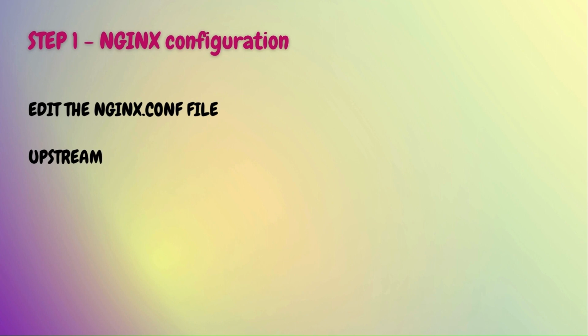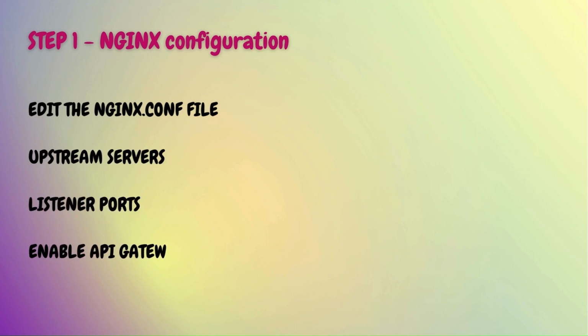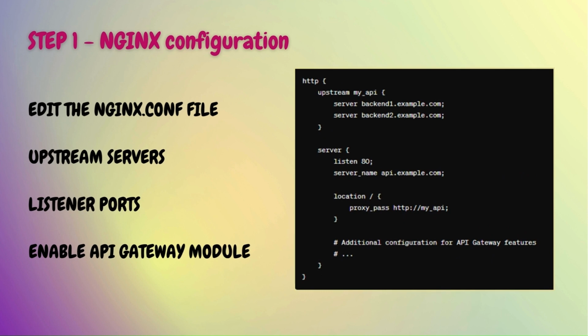Step 1. Nginx configuration. We need to edit the Nginx configuration file nginx.conf to include the necessary configurations for API management. This may involve defining upstream servers, specifying listener ports, and enabling the API gateway module. Here is the example Nginx conf snippet.